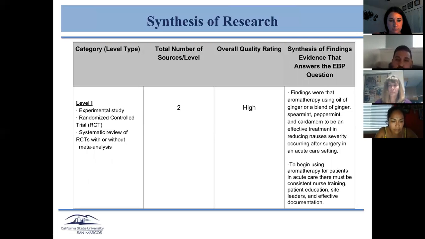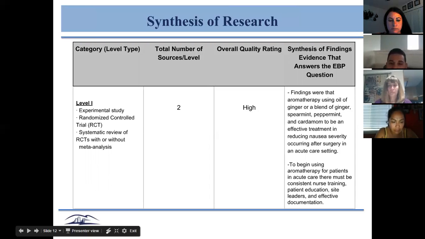And according to the Johns Hopkins tool, as stated above in the previous slides, these 2 sources were considered high quality rating. Some of the synthesis of findings included, findings were that aromatherapy using oil of ginger or a blend of ginger, spearmint, peppermint, and cardamom to be an effective treatment in reducing nausea severity occurring after surgery in acute care setting. To begin using aromatherapy for patients in acute care, there must be consistent nurse training, patient education, site leaders, and effective documentation.